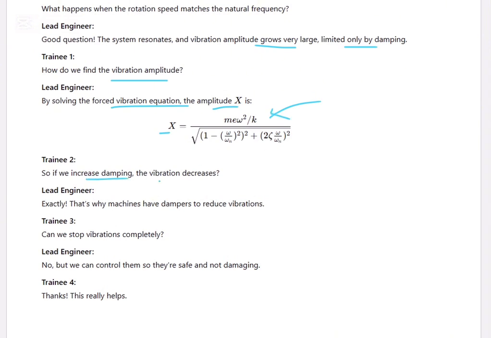So if you increase the damping, the vibration decreases. Yes, it is inversely proportional to the damping. That's why machines have dampers to reduce vibrations. Can we stop vibrations completely? No, but we can control them so they are safe, not damaging. Thanks, this really helps.